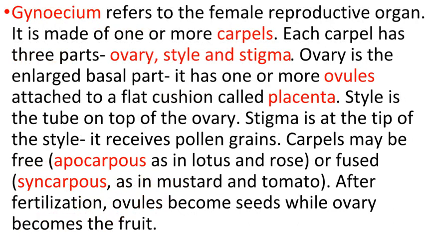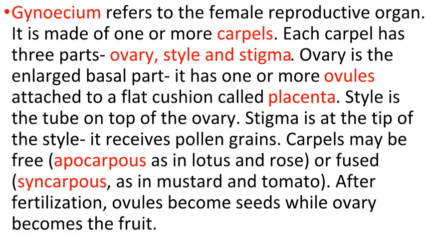Gynoecium refers to the female reproductive organ. It is made of 1 or more carpels. Each carpel has 3 parts: ovary, style and stigma. Ovary is the enlarged basal part. It has 1 or more ovules attached to a flat cushion called placenta. Style is the tube on top of the ovary. Stigma is at the tip of the style.